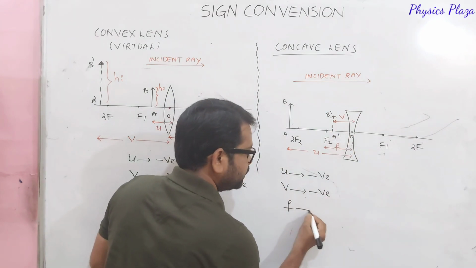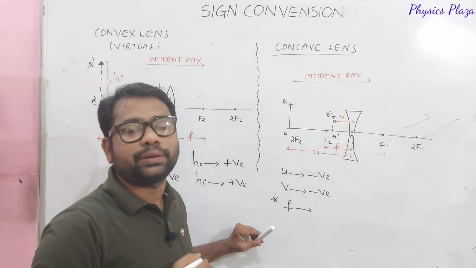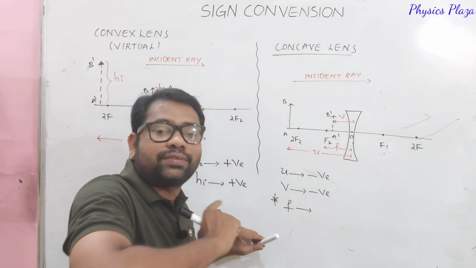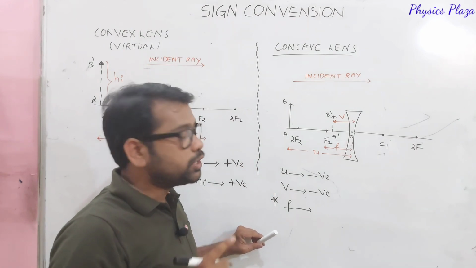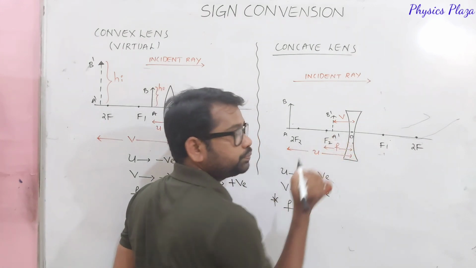So what about focal length? It's very, very important. The focal length of a concave lens is lying on the left side. So to measure the focal length, dear children, we have to move from O to F2.